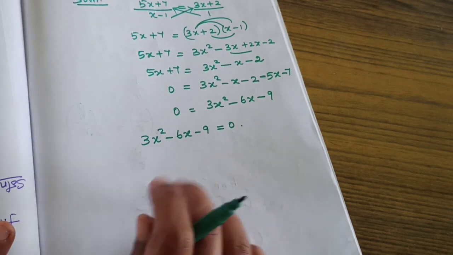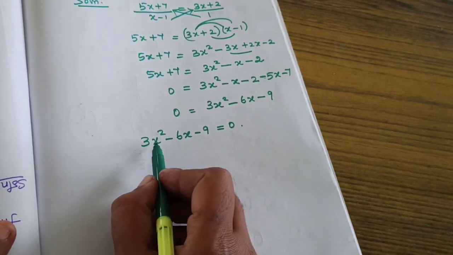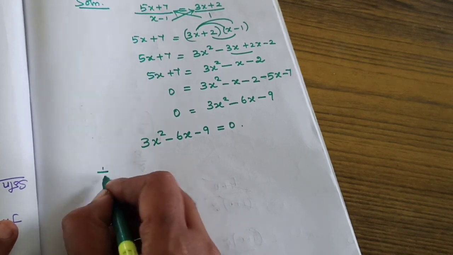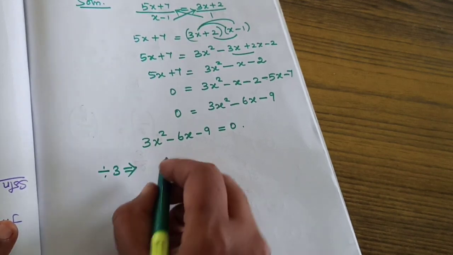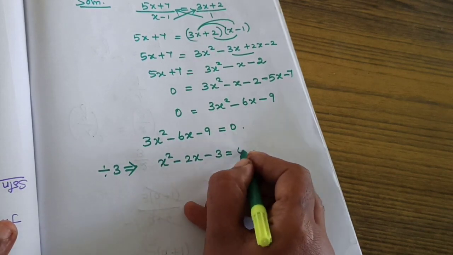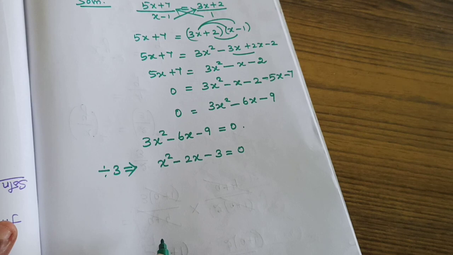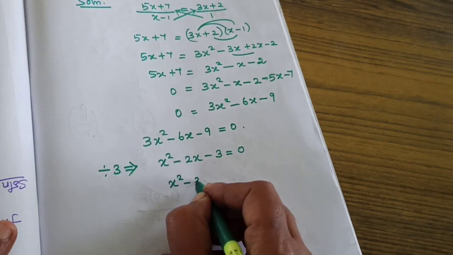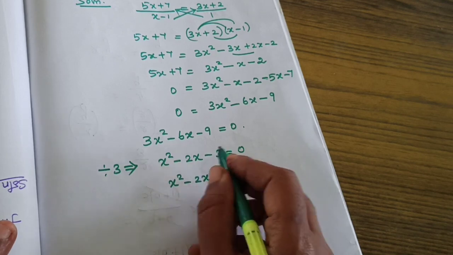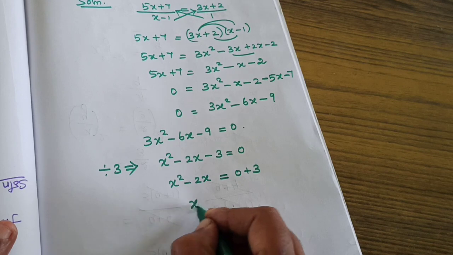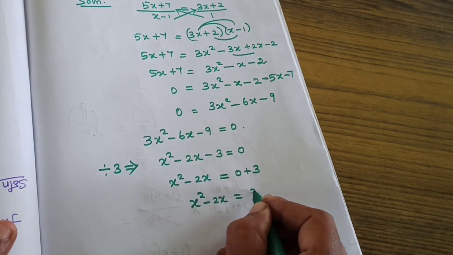The first step is over. What is the next step? We need to check the coefficient of x square. Here the coefficient of x square is 3. So we should divide it by 3. Throughout you need to divide by 3. So x square minus 2x minus 3 equal to 0 by 3 also 0. Got it? So what is the third step? X square minus 2x. Want to transpose this constant term to the other side, which is equal to 0 plus 3. So x square minus 2x equal to 3.